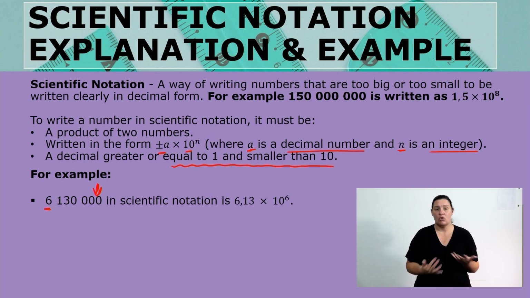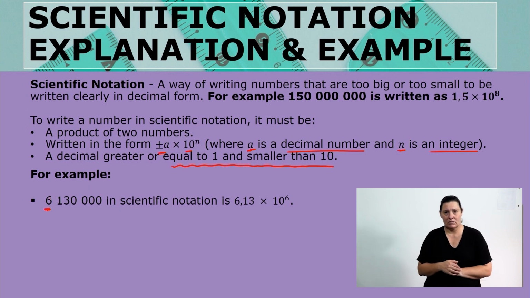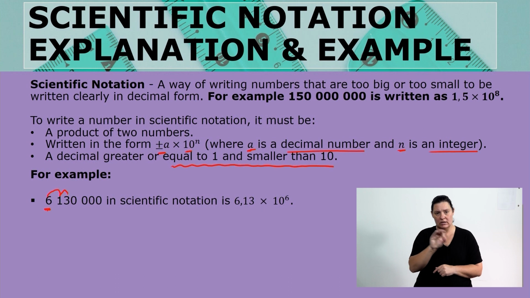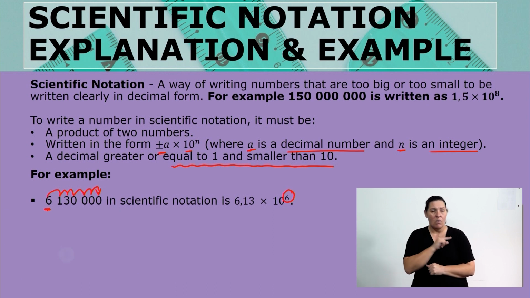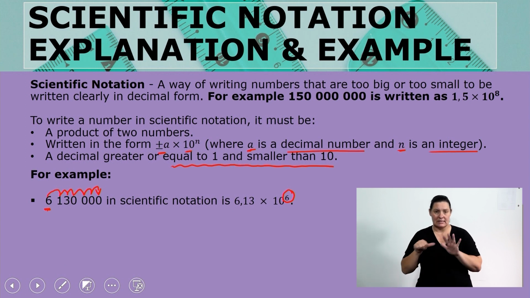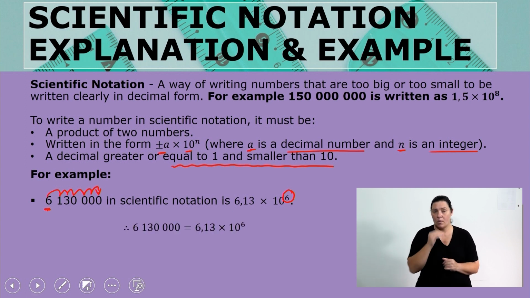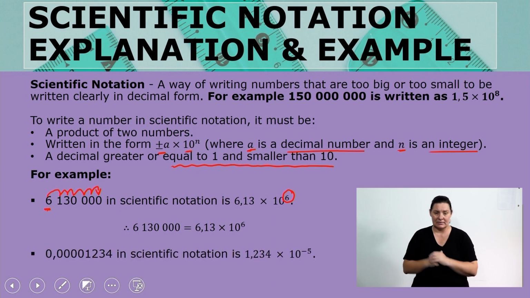So what is going to happen here? We are going to look at how many times the 6 is going to shift to the right to get to the ones position. So our 6 is going to shift here: 1, 2, 3, 4, 5, and 6. So it gets to the ones position, and that is where that exponent 6 comes from. It's because it shifted to the right by 6 units. So that means that 6,130,000 is equal to 6,13 multiplied by 10 to the exponent 6.